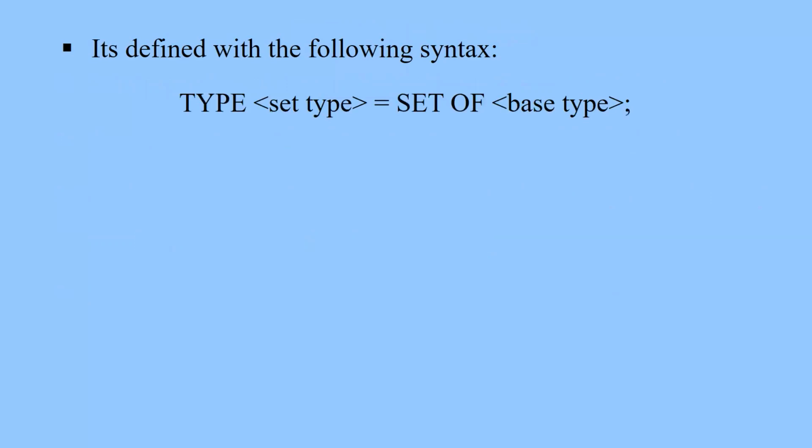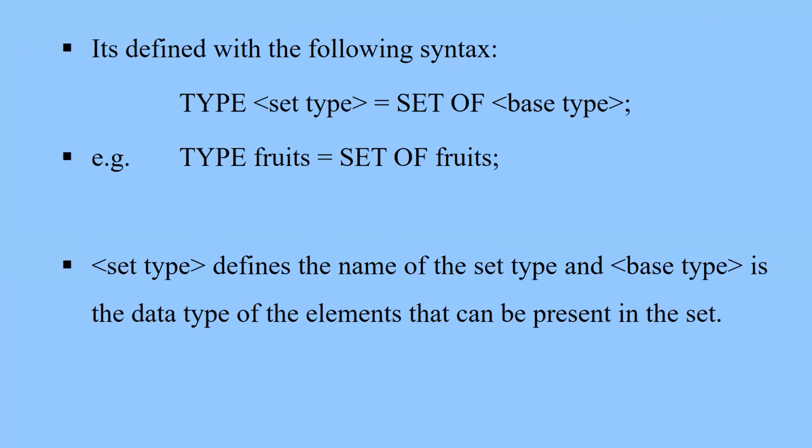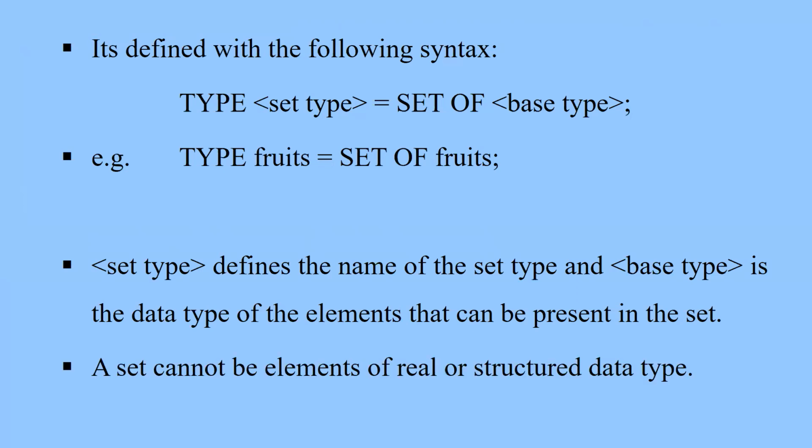It is defined with the following syntax. Type set type equals set of base type. For example, type fruits equals set of fruits. Set type in this definition defines the name of the set type, while base type is the data type of the elements that can be present in the set. A set cannot have elements of real or structured data type.